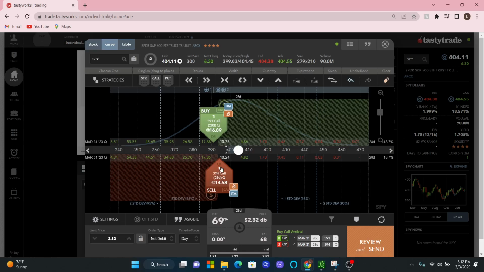Because remember, we sold the put for a high value. We want to buy it back at a low value. So we want the stock to move this way. But even if it doesn't move this way, we can still collect on that theta.